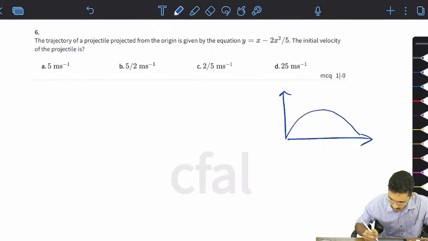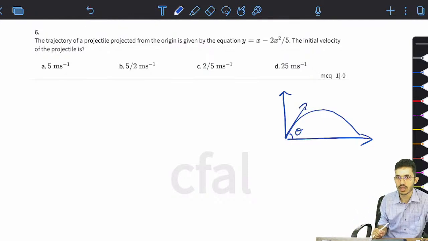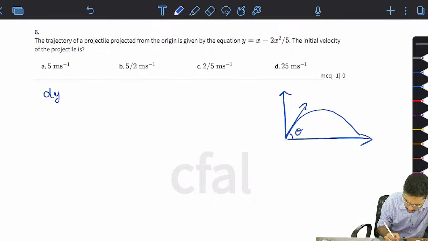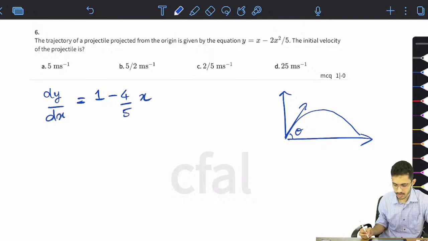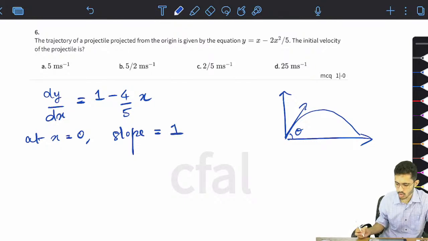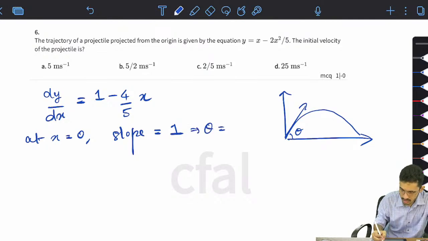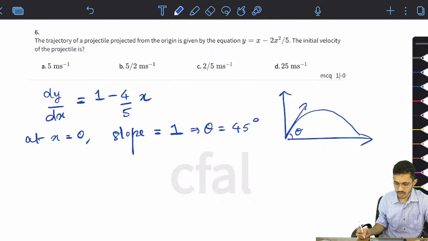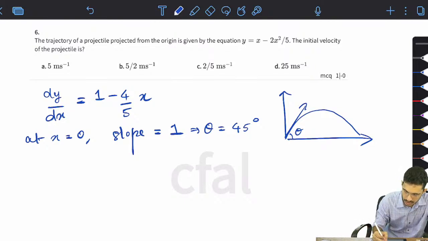Now, to find the angle of projection theta, recall that the slope of a curve at any point is equal to the derivative at that point. So I differentiate the function, dy by dx, and I get 1 minus 4 by 5 x. At x equal to 0, dy by dx is the slope, so putting x equal to 0, I get slope equal to 1. If slope is 1, that means tan theta is 1, that is, theta is 45 degrees. So we found the initial angle of projection.